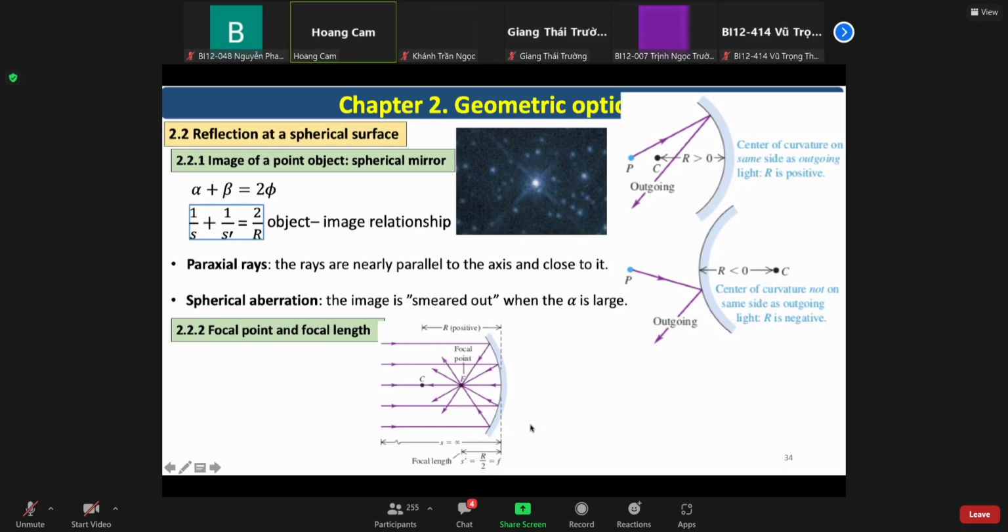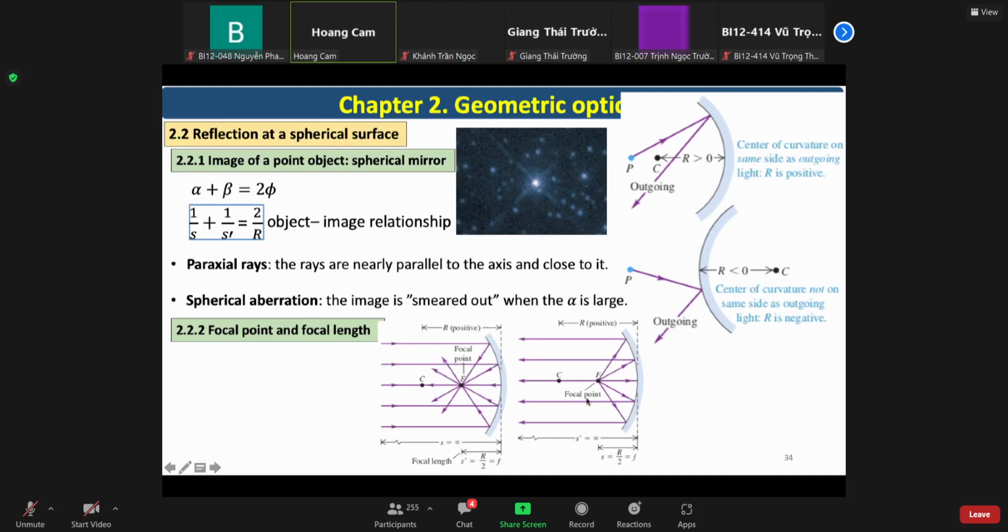And we can follow this formula. When S is infinity, 1 over S goes to 0. So 1 over S prime equals 2 over R, or we get S prime equals R over 2, divided by 2 here. And we call this value F, the focal length, because the light is focused here in this case.